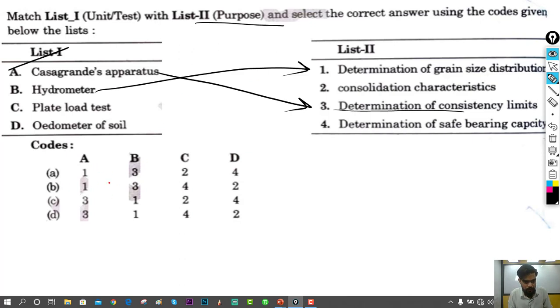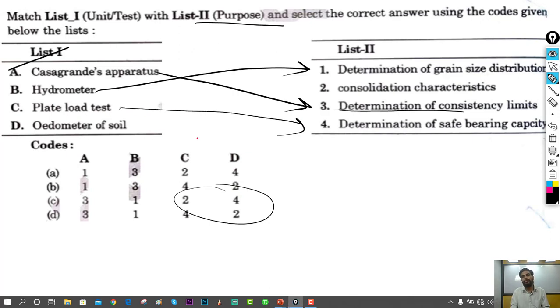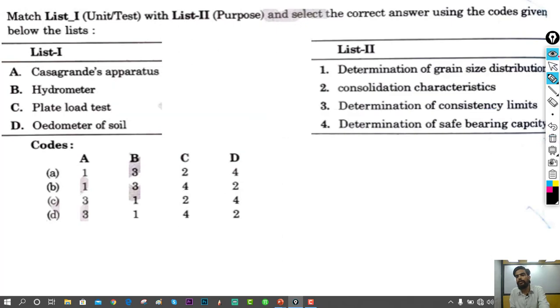So we can see which option satisfies our condition. A is matched with third, and B is matched with first. So we have confusion between C and D. What is C? C is plate load test, and we know that plate load test is always used for determination of safe bearing capacity. So we can say that the correct match for C is option 4. So our option D is correct. Okay. Now move to another question.